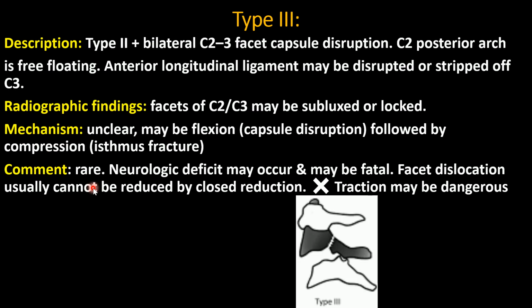Type 3, it is type 2 plus bilateral C2-3 facet capsule disruption. As you see here, there is facet capsule disruption. C2 posterior arch is free and floating. Anterior longitudinal ligament may be disrupted or stripped of C3.